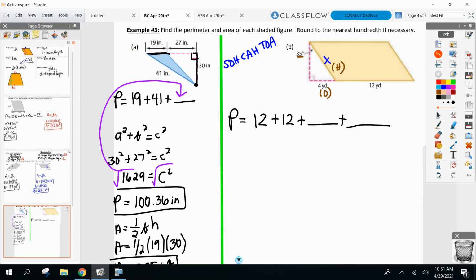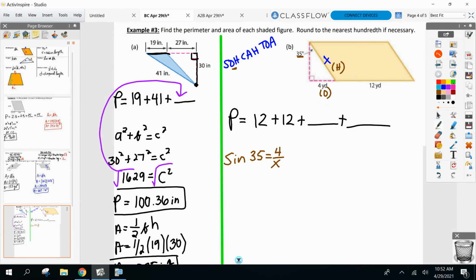So if you have O and H, which one of these 3 ratios am I allowed to use? Sine. Yes, sine. Ready? Sine of your angle, 35, equals, what's sine equal to? 4 over x. Opposite 4 over hypotenuse x.